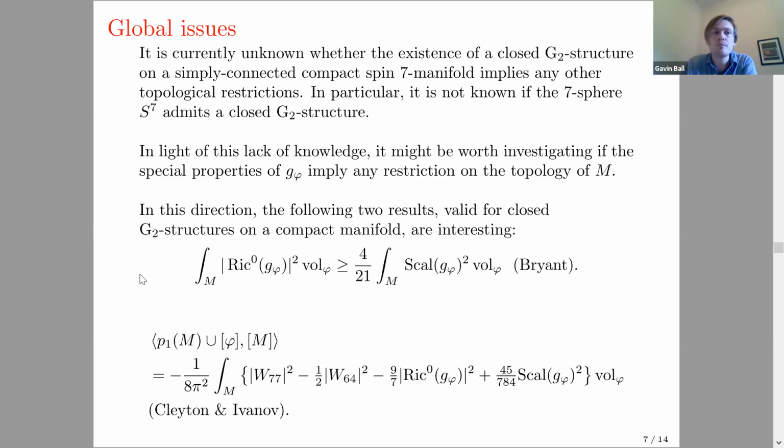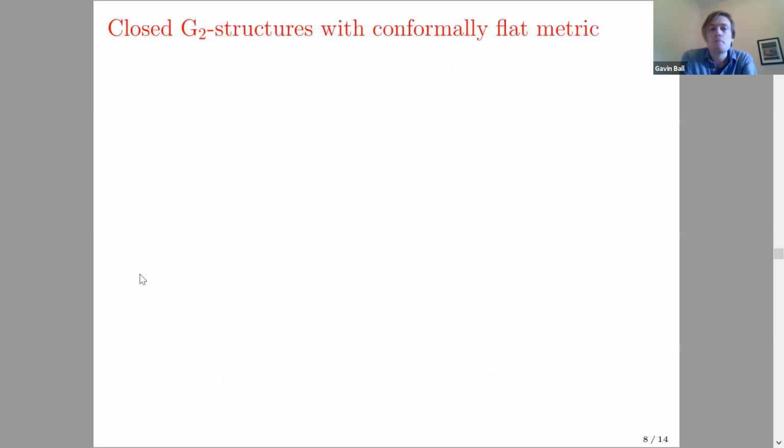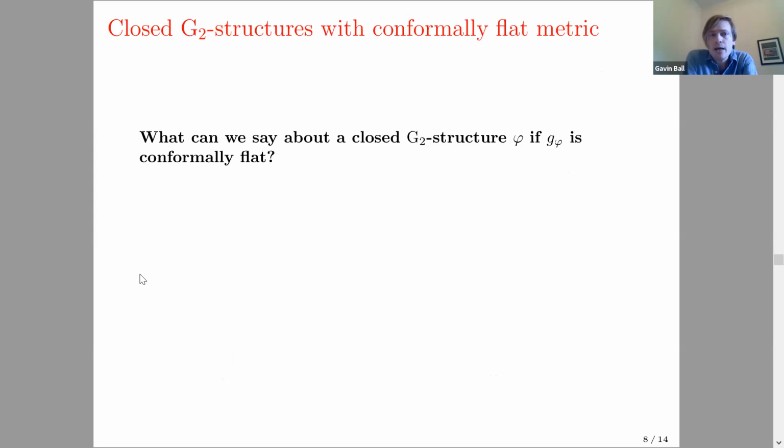Okay, so now I want to move to the main thing I want to talk about here, and this is a special case maybe of those 2 questions I posed at the start. So let's impose some extra condition on my metric. What can I say about a closed G2 structure phi if its induced metric is conformally flat? And we're going to see that I can actually say everything that I would possibly want to say about the closed G2 structure. I can completely classify the closed G2 structures for which the induced metric is conformally flat.